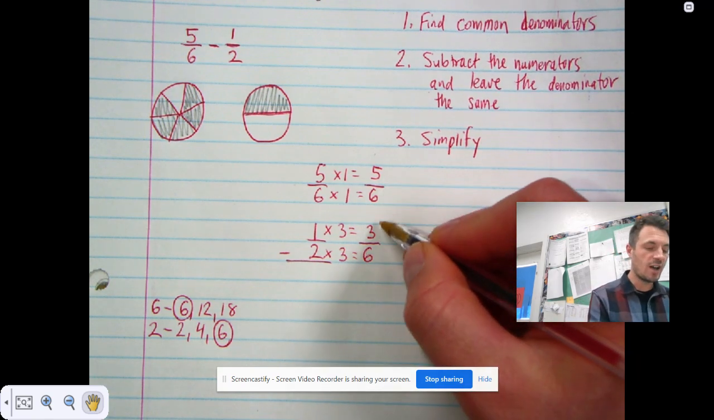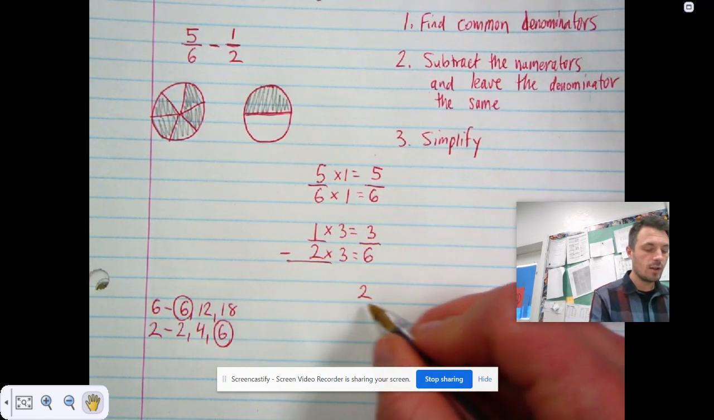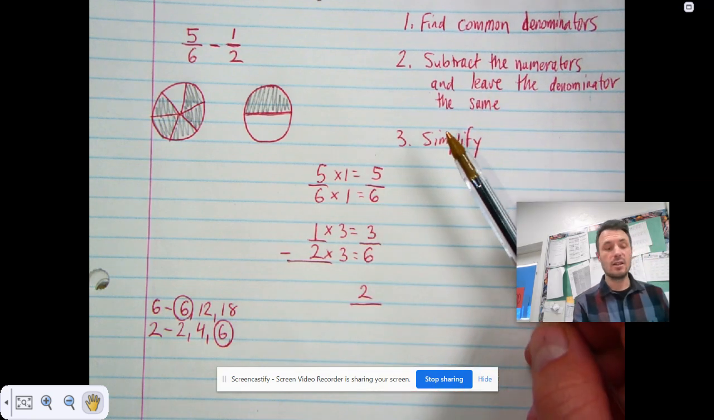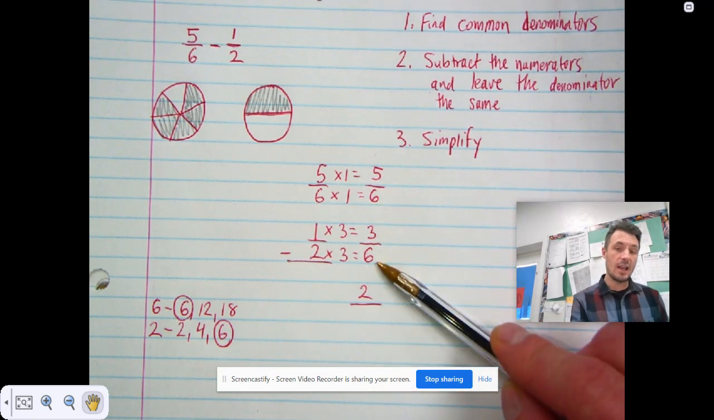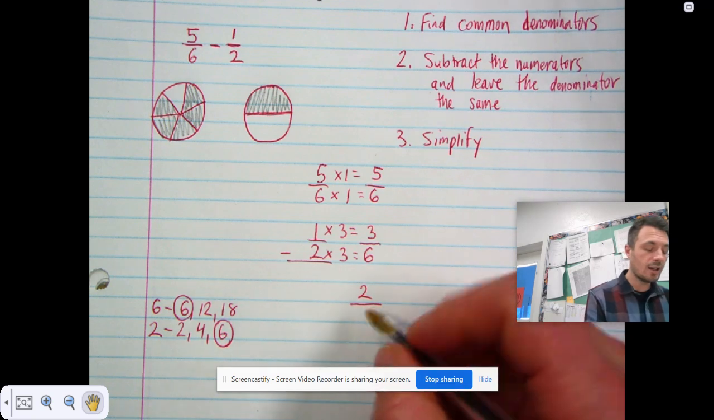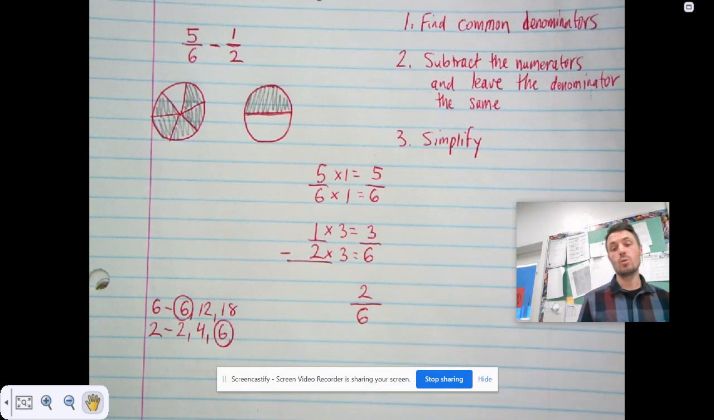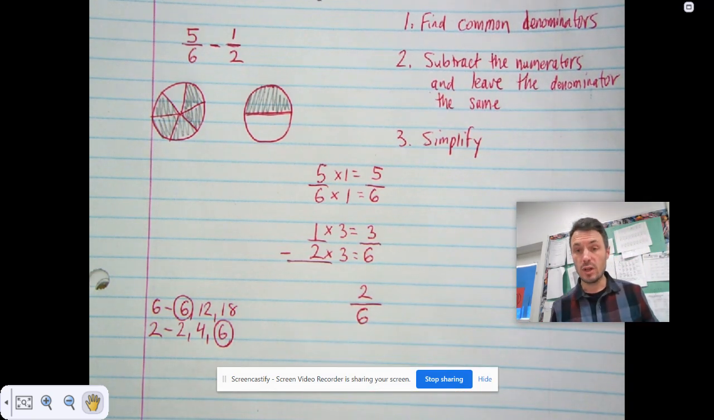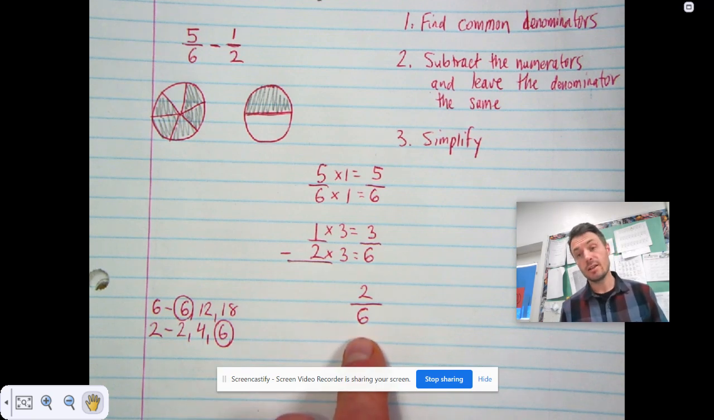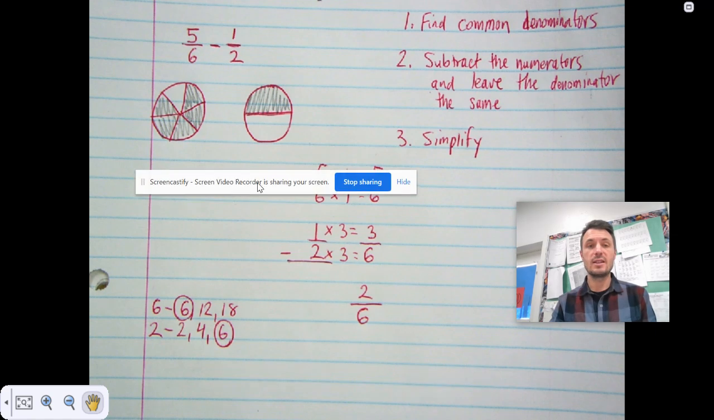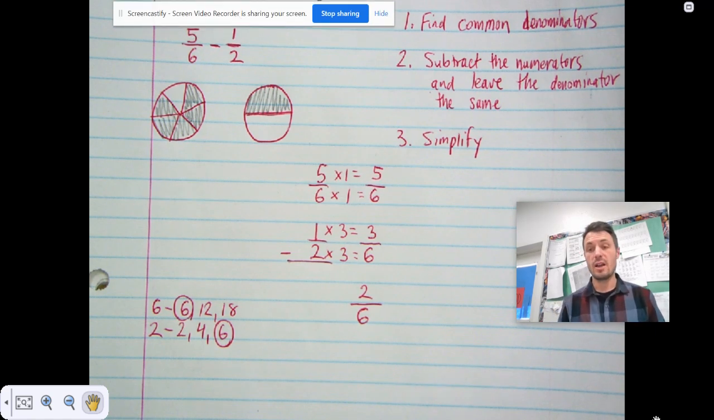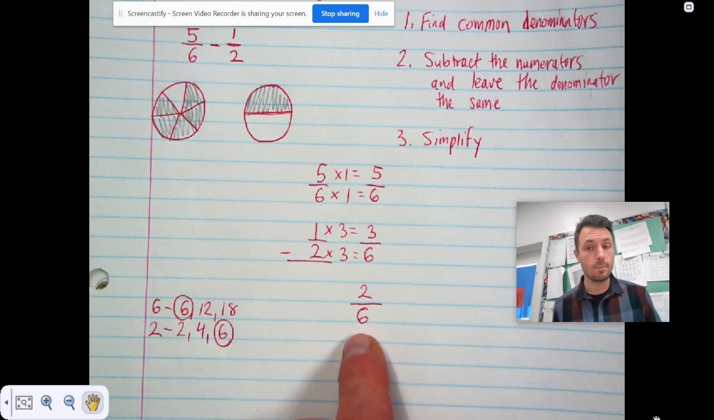So I subtract 5 minus 3 and I get 2. And 6 is my denominator in my minuend and my subtrahend. So I make it my denominator in the difference as well. And step 3 is simplify. I cannot leave this the way it is. Why? Because 2 and 6 will have a greatest common factor above 1. That means it's not already in simplest form.